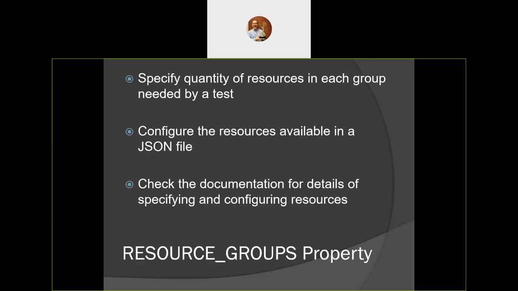So you specify resource groups, which are again just names, and there's a configuration file that's just a JSON file where you set up the possible resource combinations that are available to a test, and then using the resource groups property, you specify the resource needs of each individual test, and CTest will schedule the tests in such a way that no resource is exhausted. And as you can imagine, this can get pretty complicated just in terms of how you want to describe different configurations.